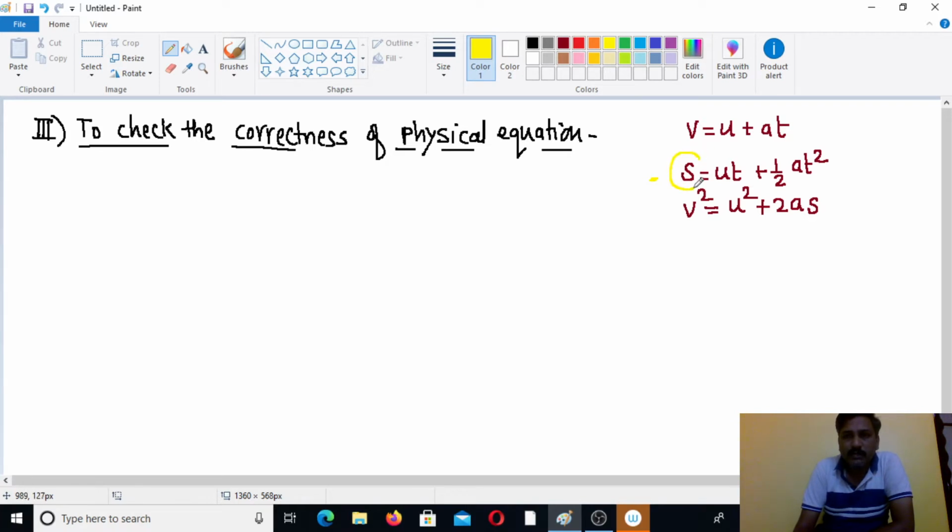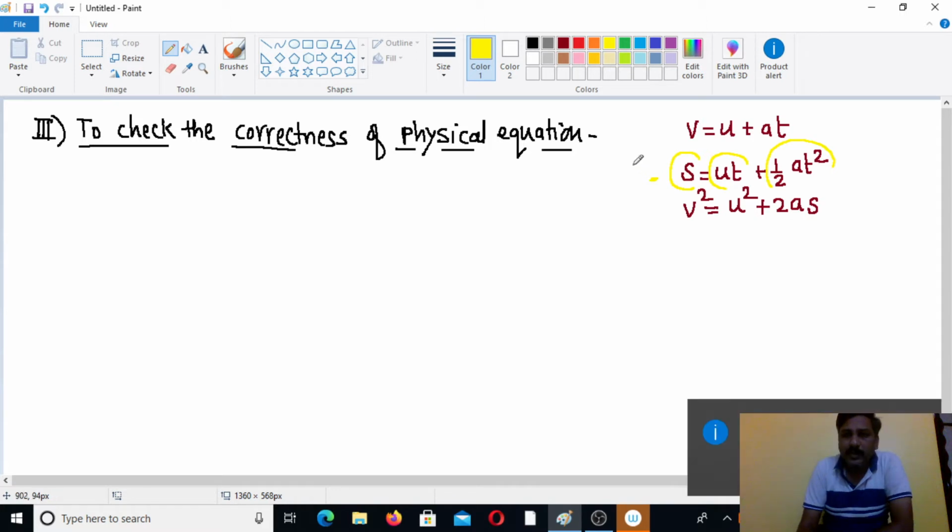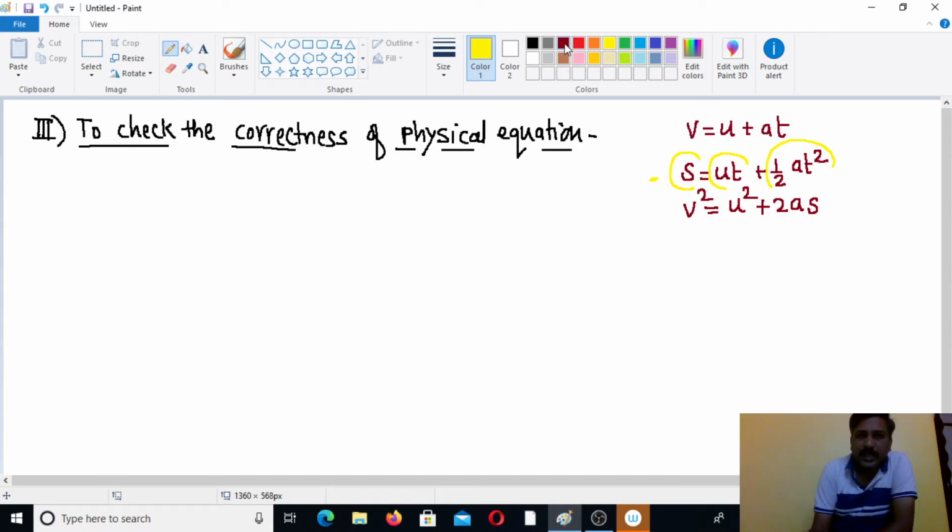The dimensions of S, the dimensions of UT and the dimensions of half AT square are constant or not, that we have to see. If the dimensions of S, UT and AT square are same, then we have to say that this equation is a dimensionally correct equation. Otherwise, this is not a correct equation. So first of all, what is the symbol of each term? That is, what is the meaning of S?